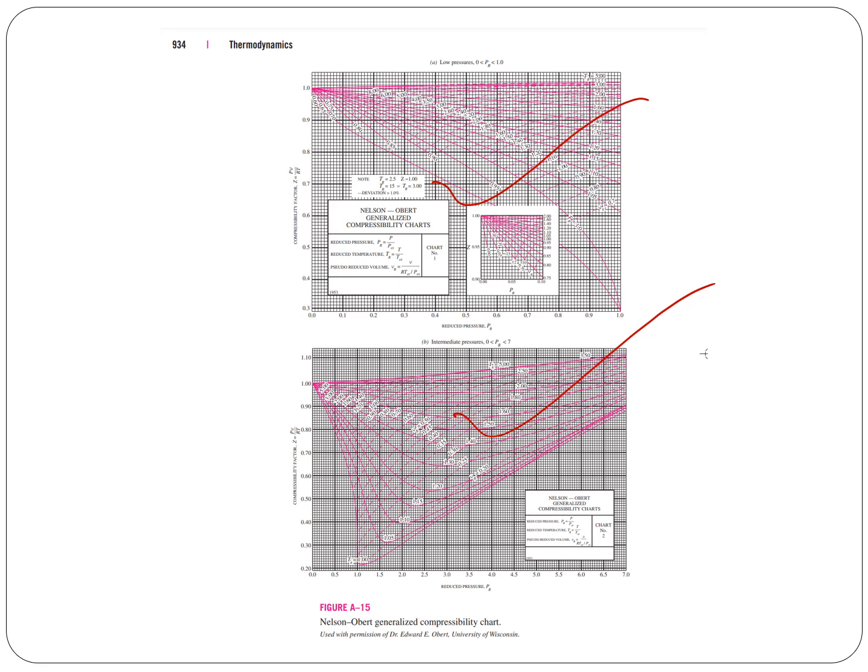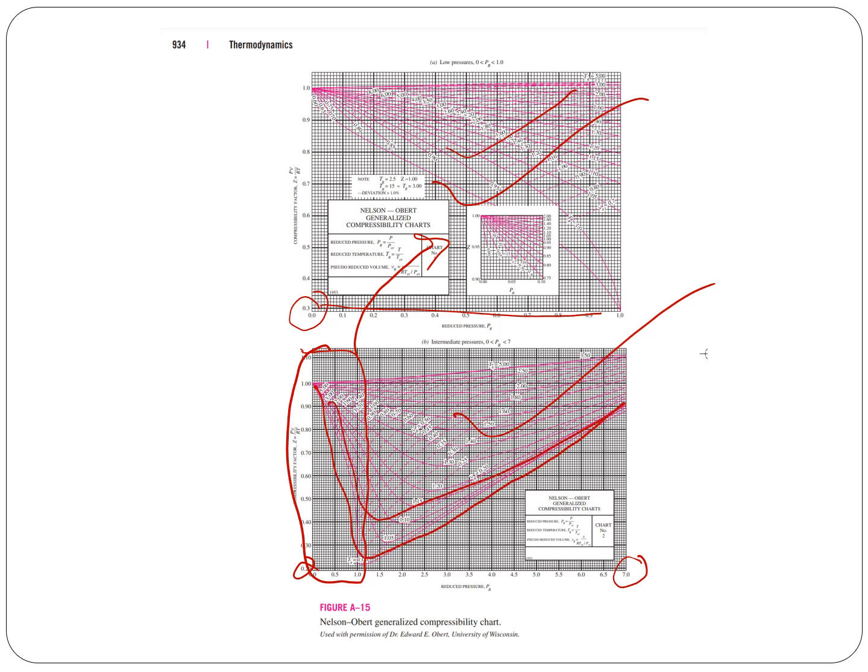If you see the difference between these two plots, the only difference is that this one goes from 0 to 7, and this is an expanded view of the 0 to 1 range. So if the value of PR is in this range, you had better use this one. And you see these are the TR plots, and these are the lines for VR. So sometimes you may have to use VR as well.